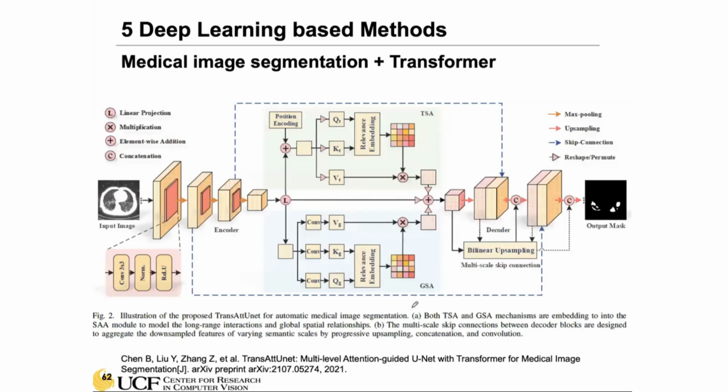And later there's also this TransAttUnet. Based on the name, you can see that it's more or less using a multi-level attention-guided unit with the transformer architecture. Basically an attention unit combined with the transformer encoder as components in their framework, so that they may be able to learn local and global information better and the segmentation accuracy could be improved.